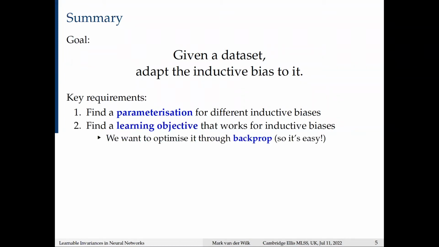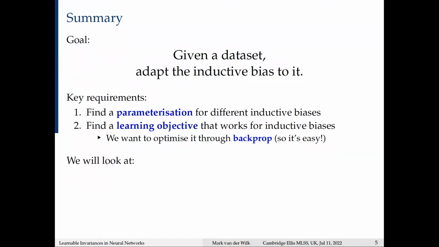And secondly, we need to find a learning objective, right? We need to find a value that if we maximize it, it'll give us an inductive bias that actually works well. And in particular, in line with what I was saying earlier, we want to find a learning objective that's easily optimizable through backprop, right? It's much more convenient than this trial and error cross-validation procedure.